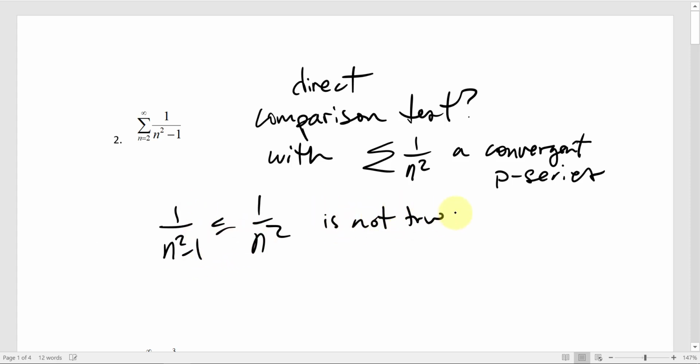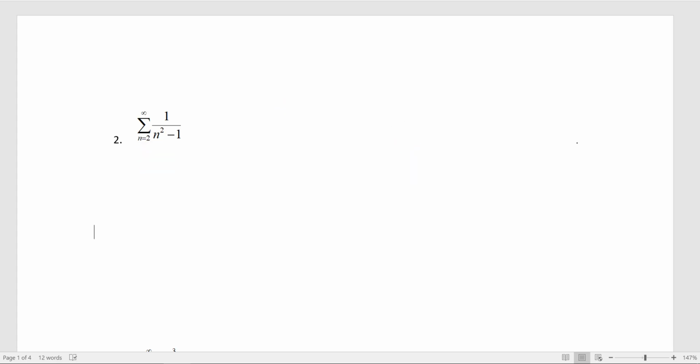And that's where the flaw is in approaching this with a direct comparison. The natural thing to compare with would be 1 over n squared, and you can't make the necessary comparison to use direct comparison on this particular series. So a textbook way to approach this would be with the limit comparison.